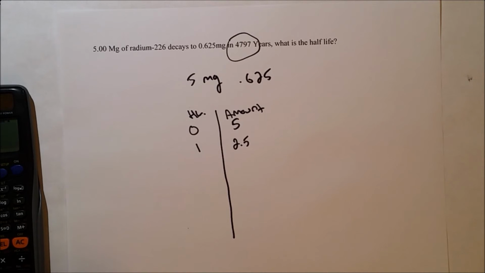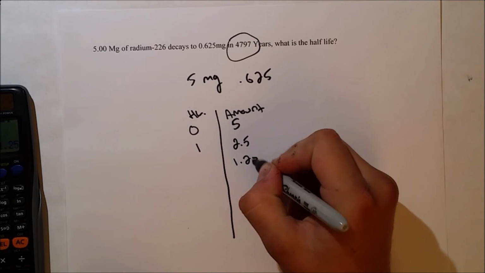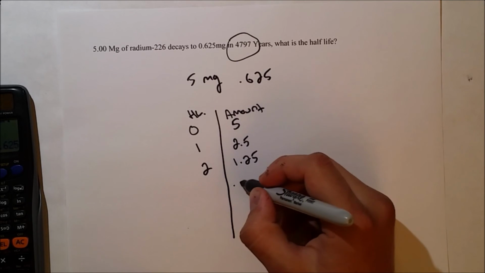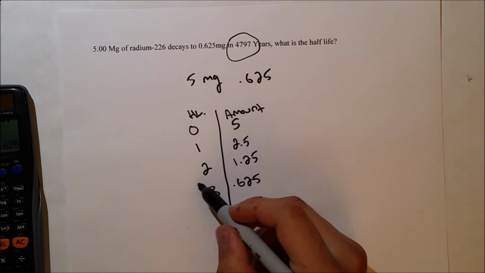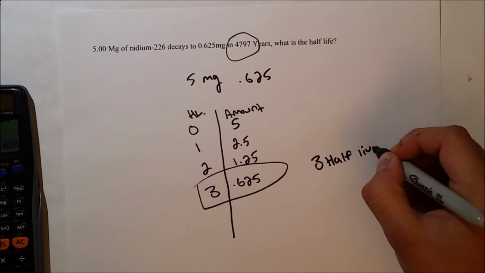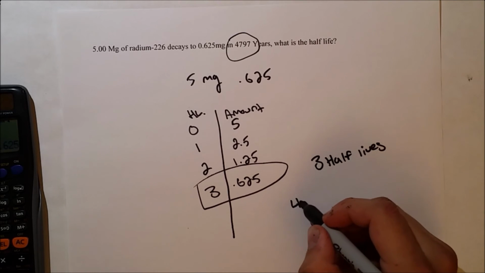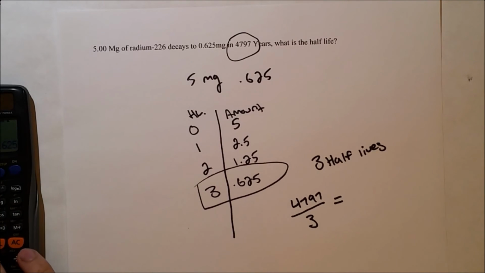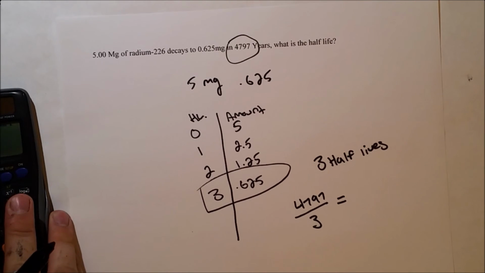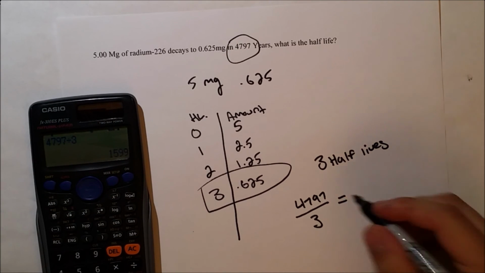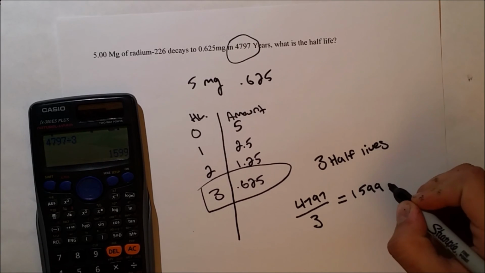Then I'm going to go into the calculator now to make sure I'm doing this correctly. Then we have 1.25 at half-life 2. And we have 0.625 at half-life 3. So we can see it took 3 half-lives. Now using simple math, if we just divide 4797 by 3, that will tell us that each half-life takes approximately 1,599 years.